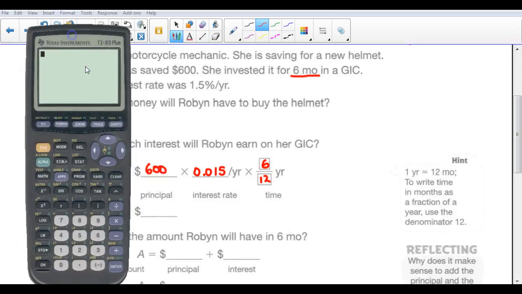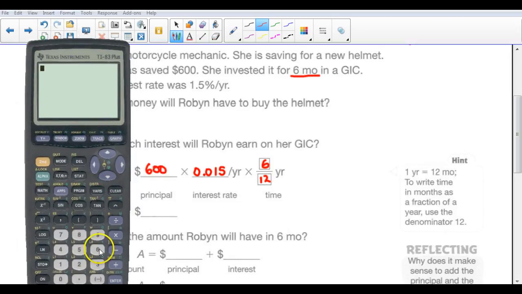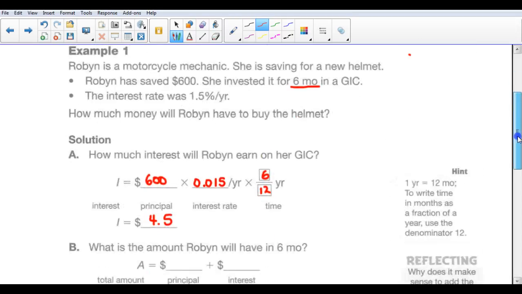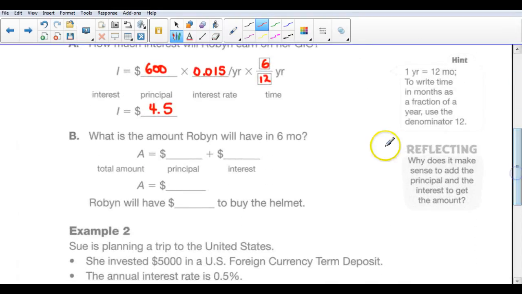Well, let's just do the calculation. Let's take 600. Let's multiply that by 0.015 and multiply that by 6/12, which is 0.5, half a year, and we get 4.5. So she's going to make $4.50. So when we're talking about the amount that she's going to have for her helmet, what is the amount Robin will have in 6 months? Well, it's the original money she started out with, which was $600, and we add $4.50 in interest.